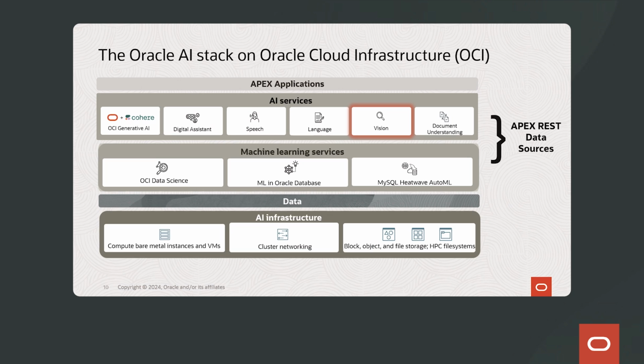In Oracle Cloud, the Oracle AI stack looks something like this, where we have our Apex applications on top and the variety of AI services that are available. We're going to focus on the Vision AI service, and we're going to use that via REST data sources in our Apex app.